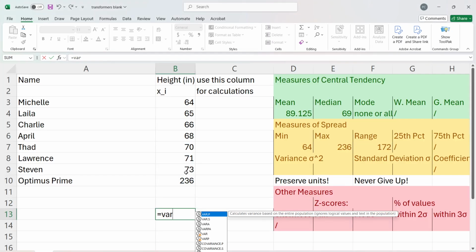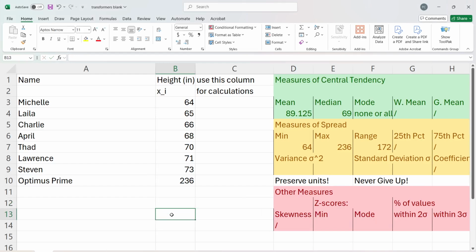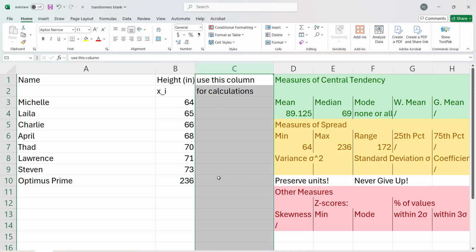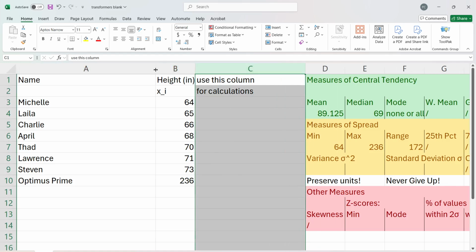Okay, now, how do I put this together? Pop back to here. And I could use var.p, I could use var.s. You know what, I'm going to do it from scratch first. I think I know the formula. I think I just saw it. It gave me a column here that says use this column for calculations, and I can follow instructions.